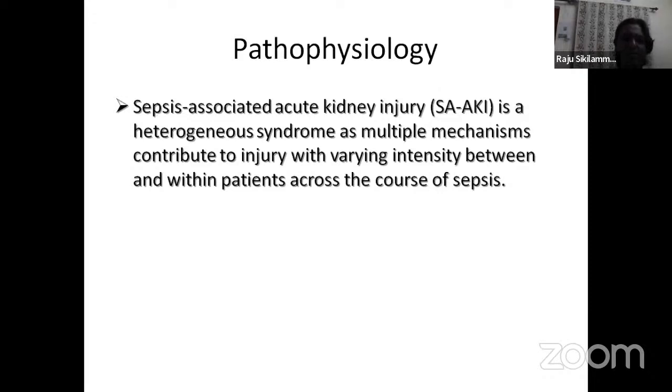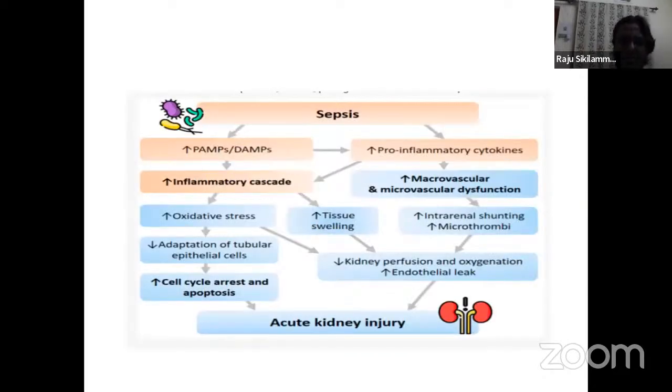It has multiple mechanisms contributing to injury, with varying intensity between patients across the course of the sepsis. In patients with sepsis, mainly gram-negative bacilli, the cell membrane has lipopolysaccharides, which cause endothelial damage. It increases pathogen associated and damage associated molecular patterns, which intensely trigger the pro-inflammatory cytokines and inflammatory cascade, thereby increasing oxidative stress and maladaptation of tubular epithelial cells, and increasing cell cycle arrest and apoptosis. Pro-inflammatory signaling also causes microvascular dysfunction, thereby increasing intrarenal shunts and microthrombi, compromising kidney perfusion and oxygen delivery, and increasing endothelial leak. This leads to AKI.